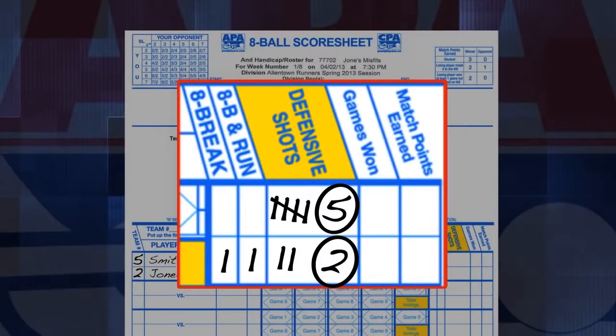The games won block. The total number of games won by each player is recorded in the games won block. As shown here, Joe won 5 games and Steve won 1.